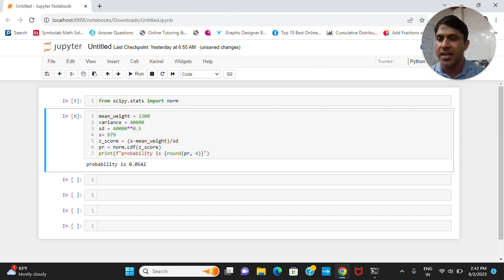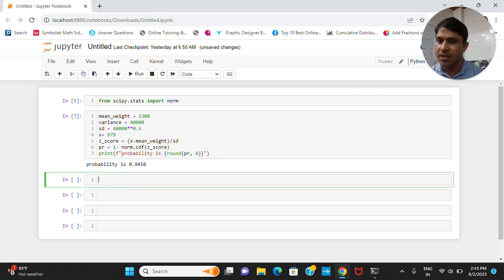So I will subtract it here, like 1 minus norm.cdf of the z-score. This line of code will give me the area to the right of the z-score. The z-score is nothing but negative 1.605. If I run it again, I will get here 0.9458.